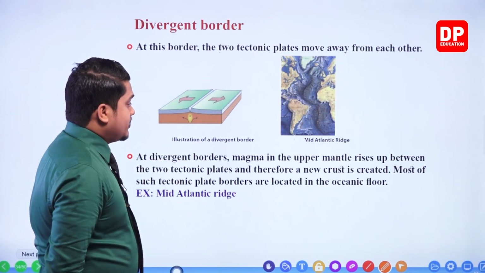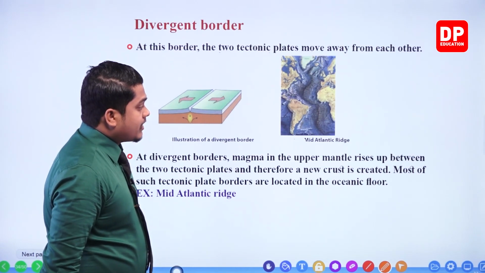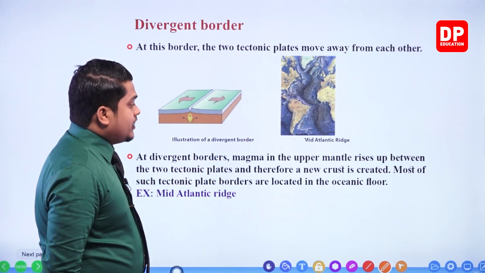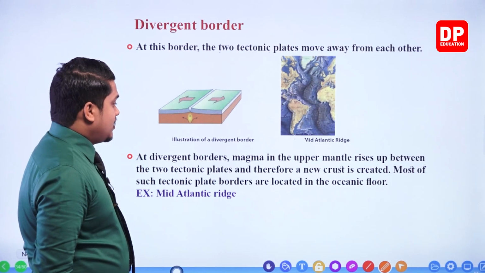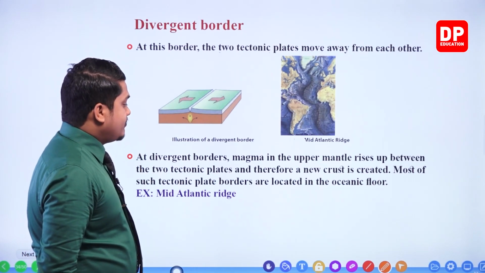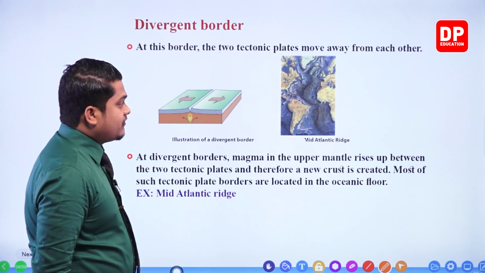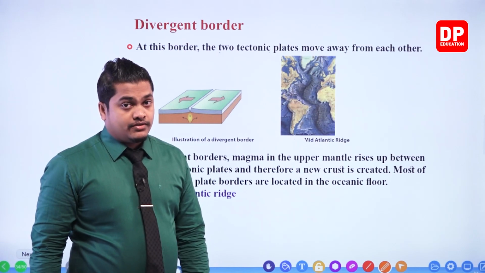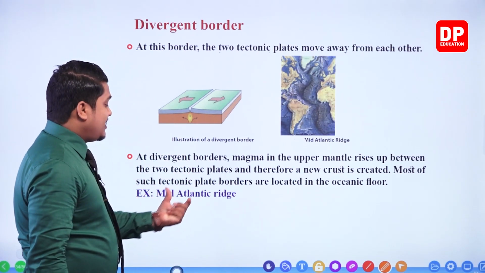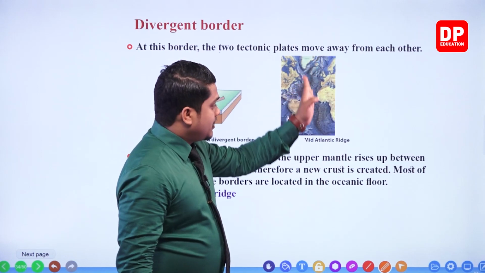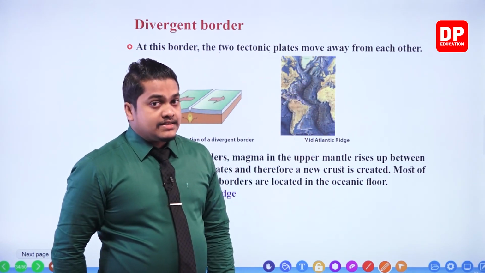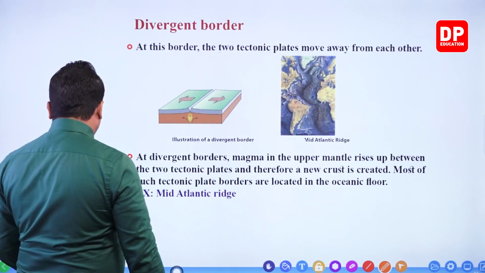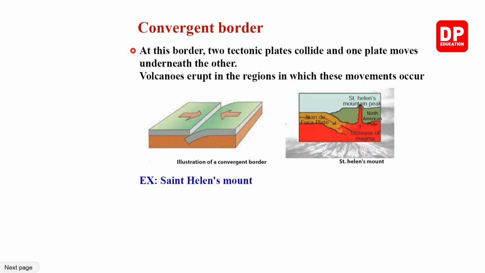So at divergent borders, magma in the upper mantle rises up between the two tectonic plates, and therefore new crust is created. Most of such tectonic plate borders are located in the oceanic floor. Now most of these are located within the oceanic floor, my dear children. So you are given an example, the mid-Atlantic ridge. Here you can observe the mid-Atlantic ridge. So this is the example for the divergent borders. Okay, right. Then the next one, convergent border.